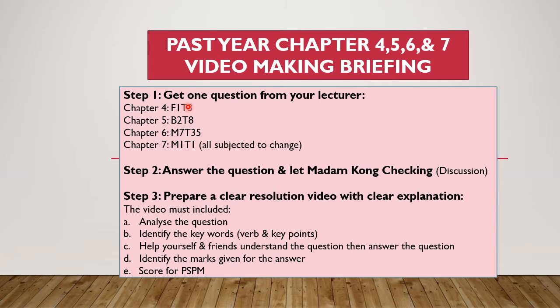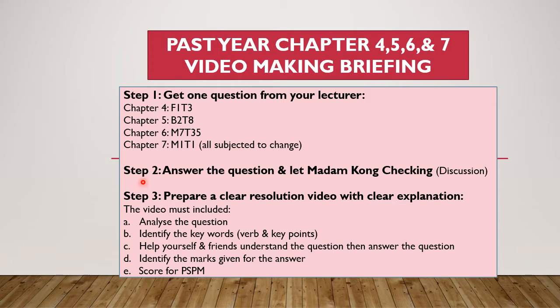So, step 1, everyone will get one question from me. And then there are 4 chapters: Chapter 1 M1T3, Chapter 5 B2T8, Chapter 6 M7T35, and Chapter 7 M1T1. All subject to change. Most of you will get one question. Who knows? Maybe you are the lucky one and will get 2 or 3.